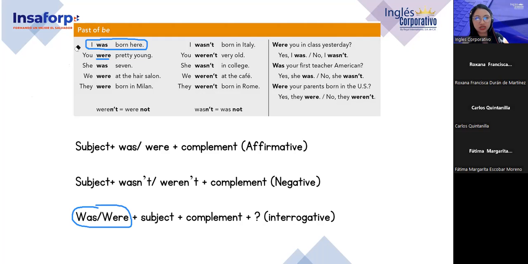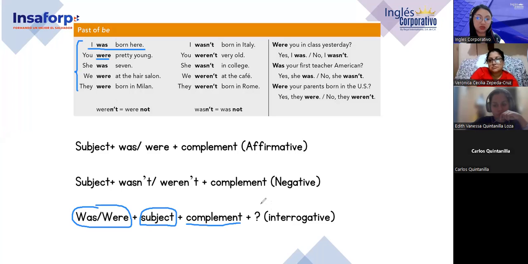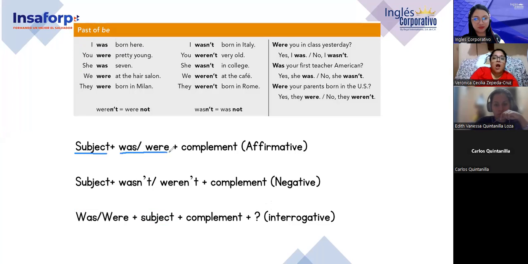Okay? Exceptions in English. So what is the structure? Dijimos, was and were. ¿Qué le sigue, clase? Plus subject. Casi siempre ocupamos pronombres como sujeto. Ocupen nombres si quieren ser más específicos. Plus, what do we need after that? Complement. And please do not forget this. Question mark. ¿Qué resultado obtengo de esa estructura? Esto, afirmativo y negativo. Subject plus was or were for affirmative, or wasn't and weren't plus a complement. And that's it.